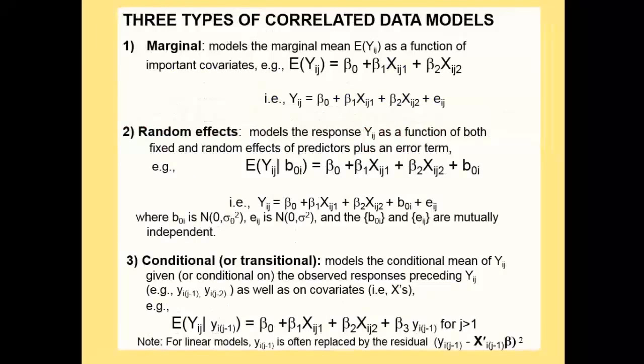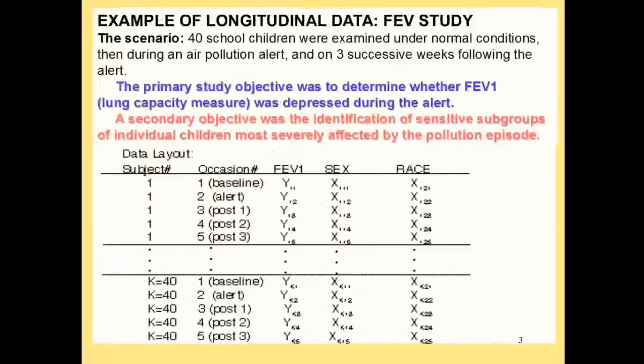All right. These are 3 options for how you might want to deal with correlated data when you have a continuous outcome. You could do a marginal model, a random effects model, conditional or transitional model, assuming you're okay with a linear model in general. So here's an example of a problem where this might be applicable.